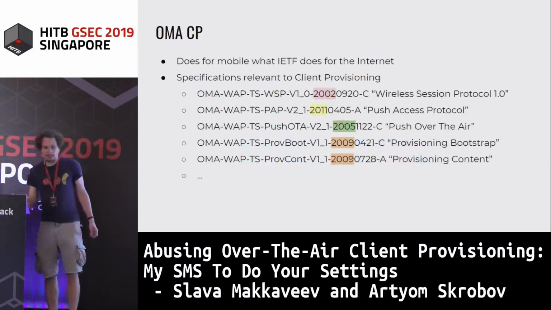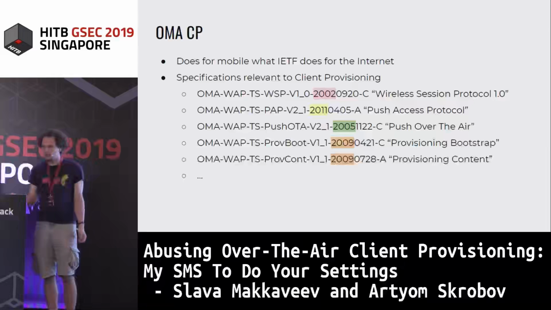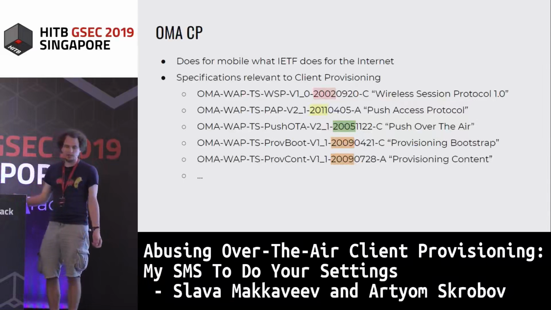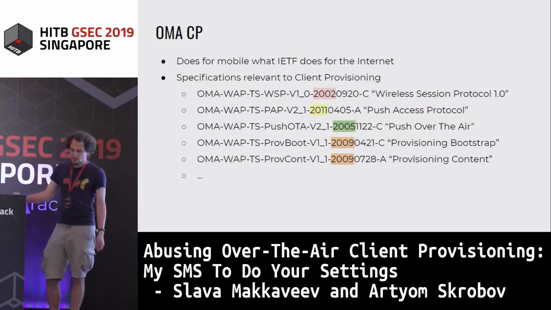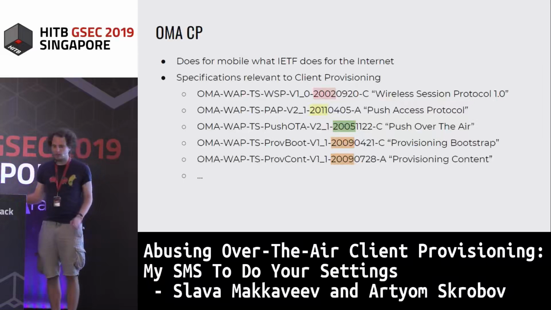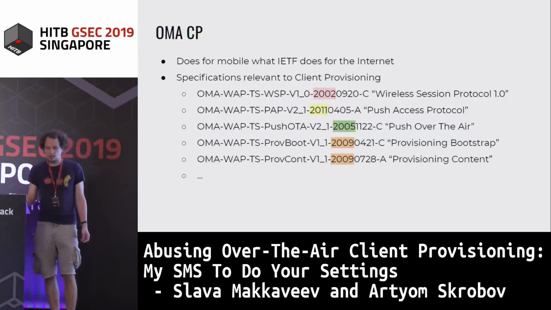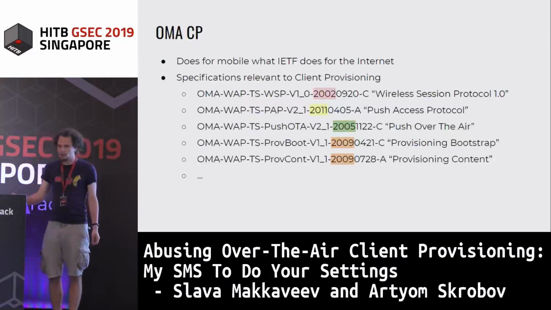So what OMA does is it writes specifications, much like the IETF releases their own RFCs, which are identified with just serial numbers. Specifications by the Open Mobile Alliance have more structured hierarchical names, which also include a version number and a release date and a revision letter. So the specifications which are relevant for client provisioning are shown on this slide. And you can see that all of them date from quite a few years ago. The oldest one, corresponding to the session protocol, dates back to 2002.